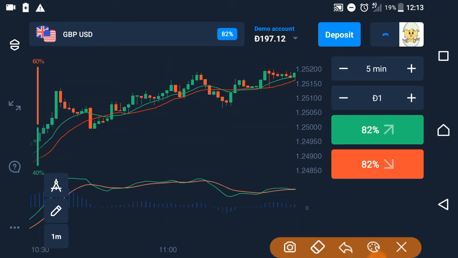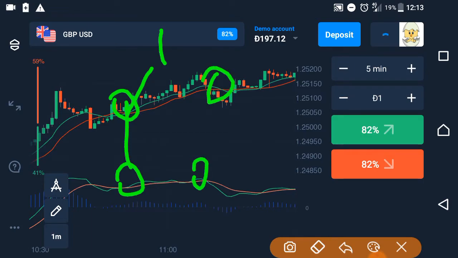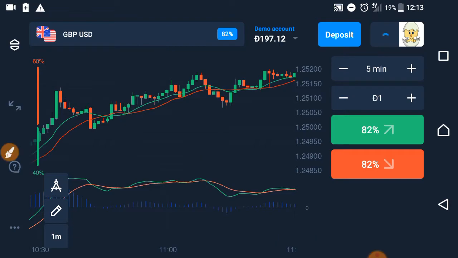Right here you can see that there was a cross over here. There was a cross over here. So if you take this trade from here for 5 minutes, surely you're gonna win. So this is the first win with this strategy. Over here we can see a cross over here, a cross over here. You can see clearly that this trade was a loss. We lost this trade because the market reversed on the last second.